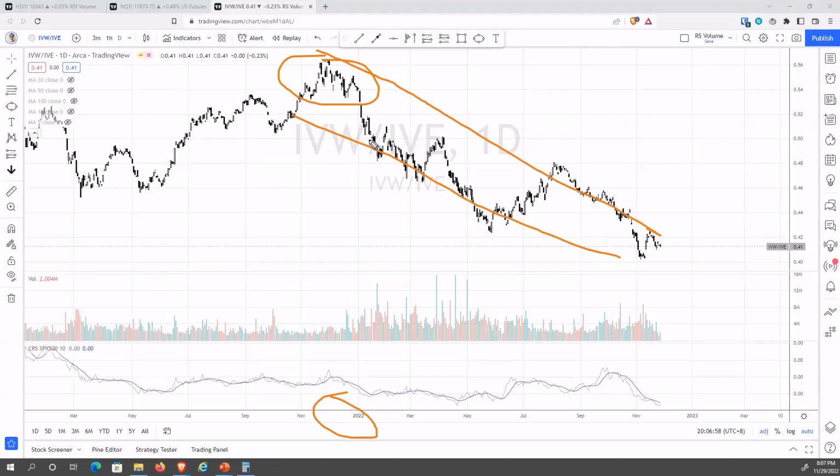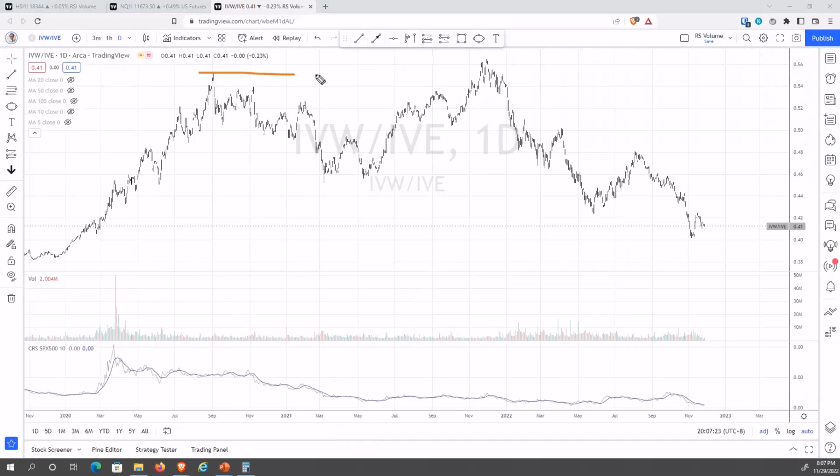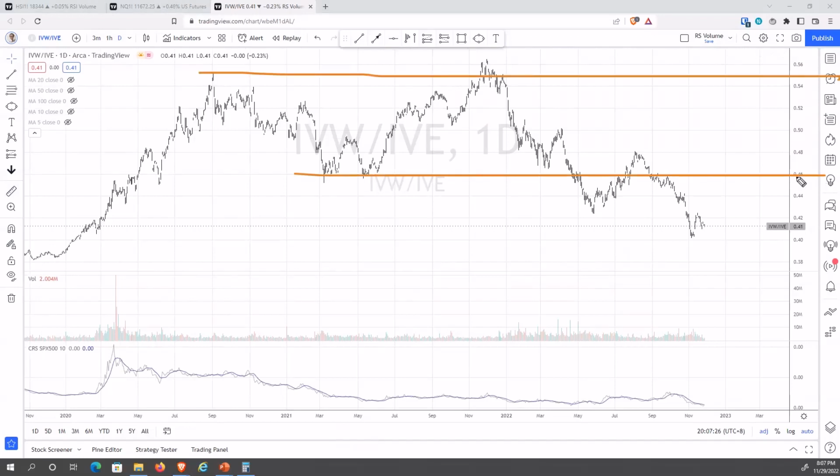So this is just like a comparative strength. Okay, so if we just take a look right here, we can definitely tell from this chart that the growth is still lagging way behind. Let me just zoom out here. So here is the big structure that we are looking at.